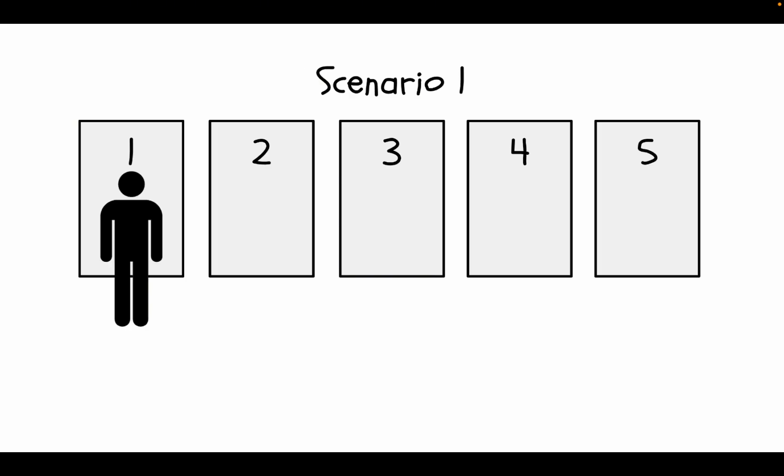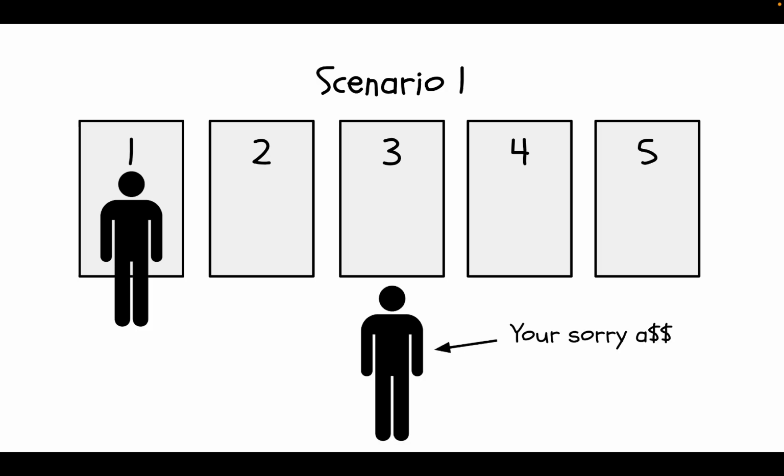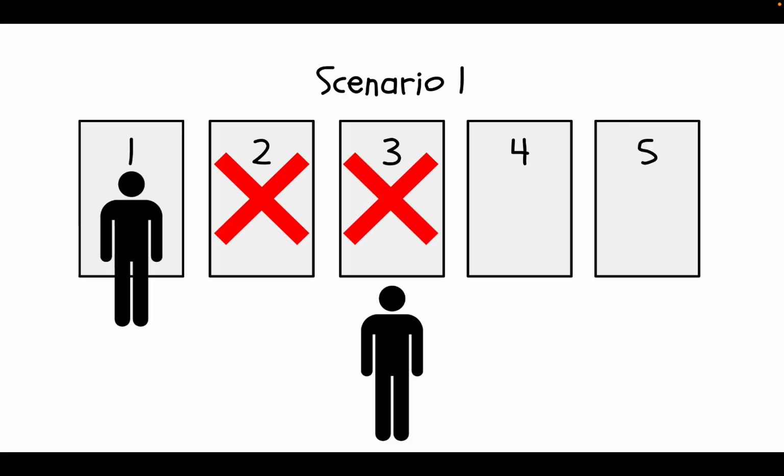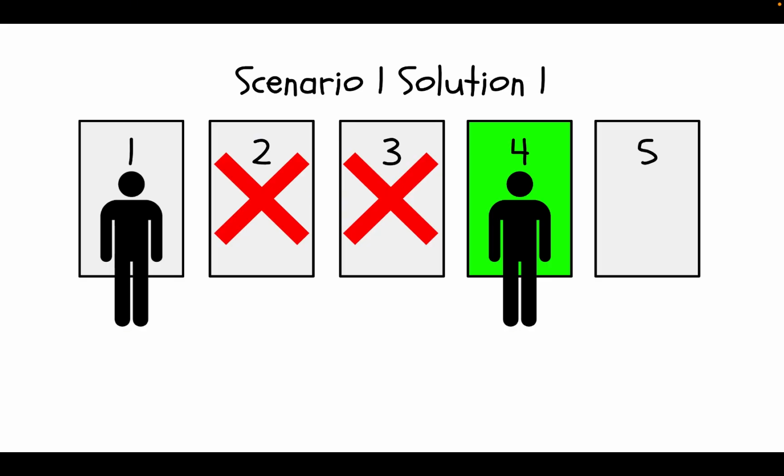We have a guy in slot 1. What are we going to do? Well, immediately when your sorry ass comes over here, you could eliminate slot 2 and slot 3. Because remember, the 2 urinal postulate. So now we have slot 4 and slot 5 remaining as a good idea. Let's call this going to slot 4, scenario 1, solution 1.